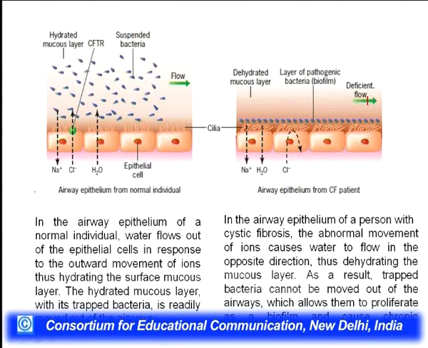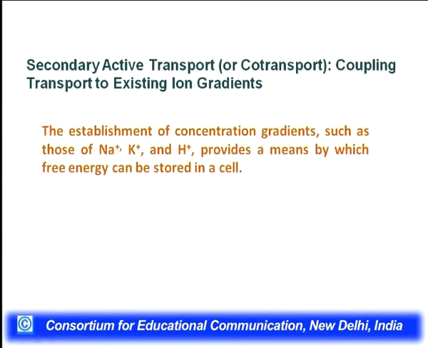As a result, the trapped bacteria cannot be moved out of the airways, which allows them to proliferate as a biofilm, causing the chronic infections in the airway epithelium. That again reflects the significance of these pumps present in the plasma membrane. Because of the defect in this ABC transporter, the CFTR regulator protein, cystic fibrosis occurs, due to impaired movement of ions across the plasma membrane.